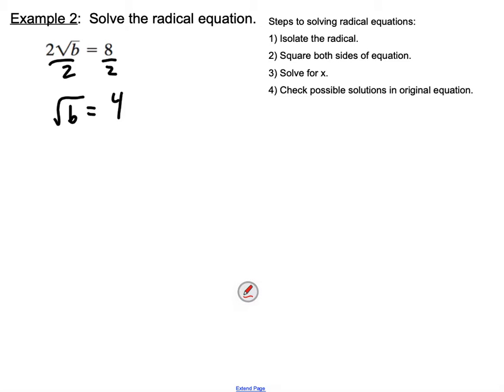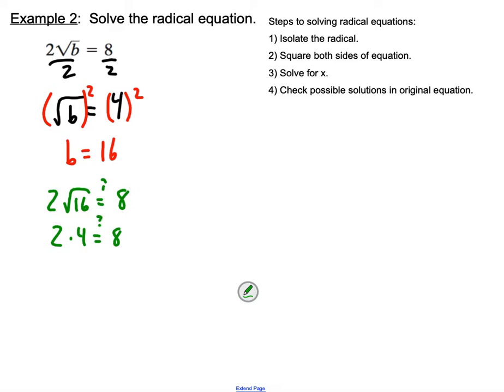Now that the radical is by itself on the left-hand side, we can get rid of that square root. So now we're on step 2: square both sides of the equation. Doing so, the squaring and the square root are going to cancel each other out. We're just left with b, and on the right-hand side we have 16. Then we can check our answer in the original problem. The square root of 16 is 4. Is 2 times 4 equal to 8? Yes, it is. So it does check, so b is equal to 16.